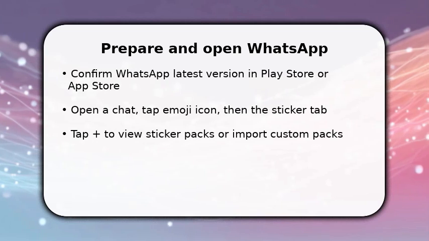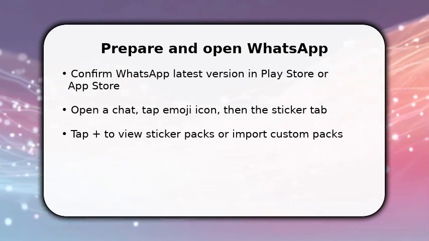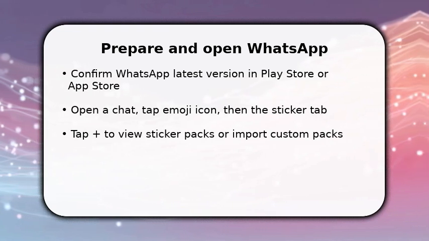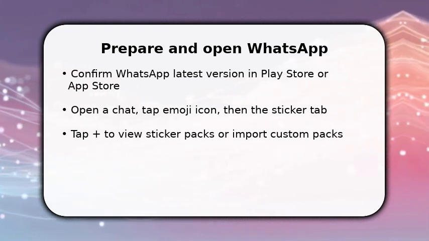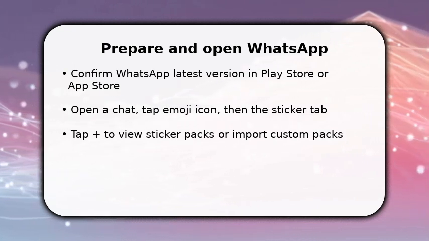You already have WhatsApp and images ready? Open the app and go straight to a chat. Tap the emoji icon, then the sticker tab to access stickers. Once there, press the plus button to view official packs. This starts both browsing and importing.